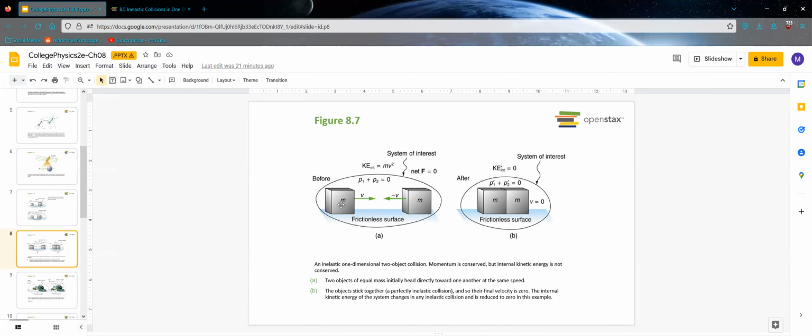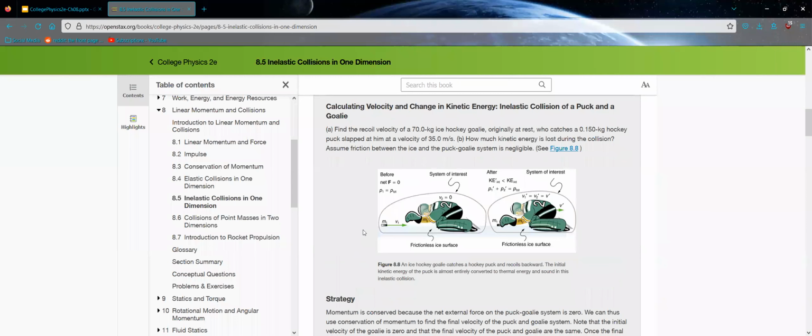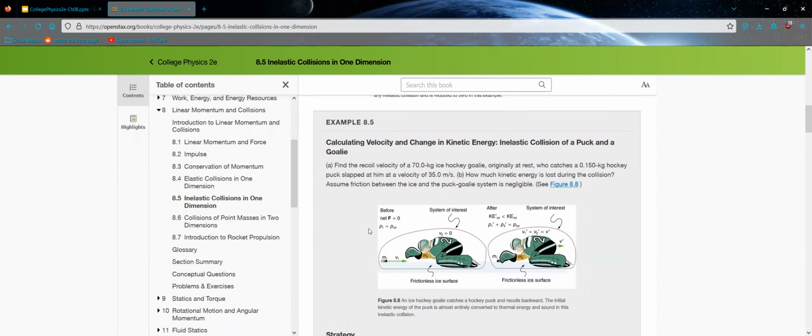So instead of having an M1 and M2 for P1 and P2, you now have a final, which is M1 plus M2 for this example shown here, or 2M actually in this example shown here. Let's go over this hockey puck example to expand on this concept.